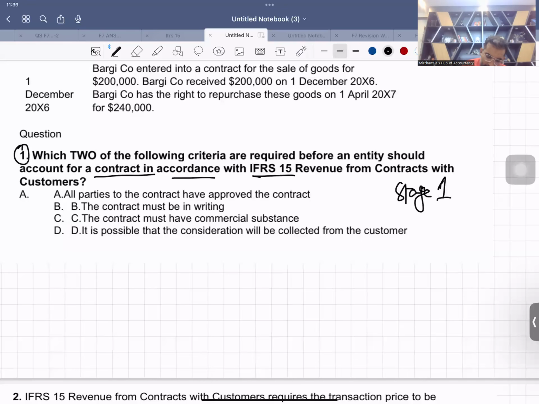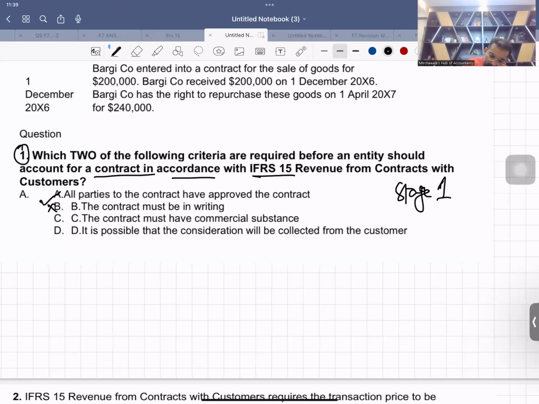All parties to the contract have approved the contract. Yes, this is the point. Approved means it should be understood and agreed by both parties. That's why the contract is enforceable, otherwise it's not enforceable. The contract must be in writing? No, it may be oral. Those of you who have studied law, you know there are some countries in which implied and oral contracts are also enforceable. So there is no requirement in IFRS 15 that it must be in writing.